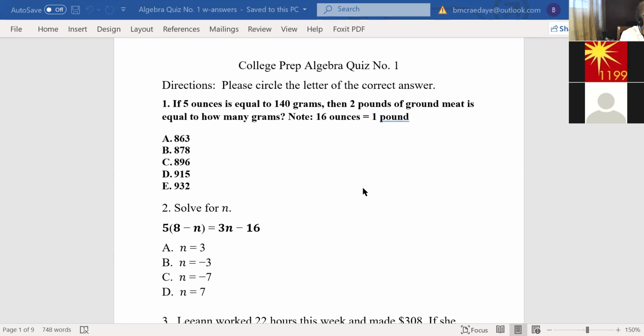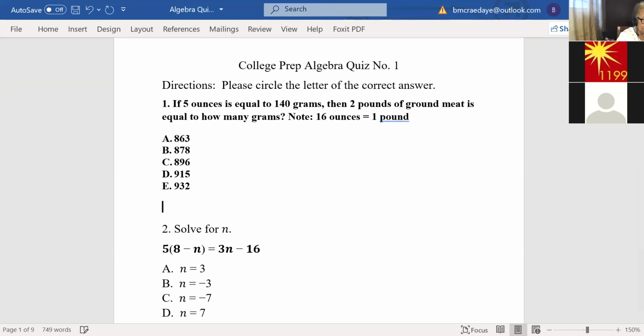Yes, but this one I said you could set up as ratio proportion. So let's just see. Chess, do you know how you would set this up as ratio proportion? I think I did it my way. Okay, tell me how you did it. I don't have the test on me right now to see it. Oh, can you see it here? Yeah. If 5 ounces is equal to 140 grams, then 2 pounds is equal to how many grams?